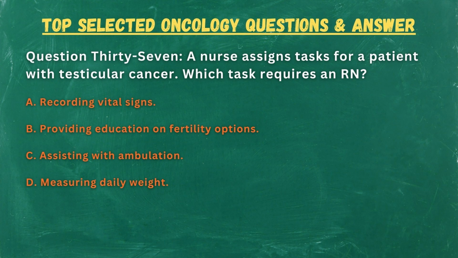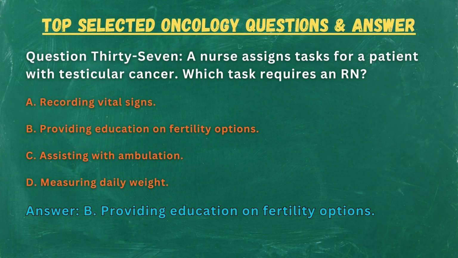Question 37. A nurse assigns tasks for a patient with testicular cancer. Which task requires an RN? A. Recording vital signs. B. Providing education on fertility options. C. Assisting with ambulation. D. Measuring daily weight. Answer: B. Providing education on fertility options.